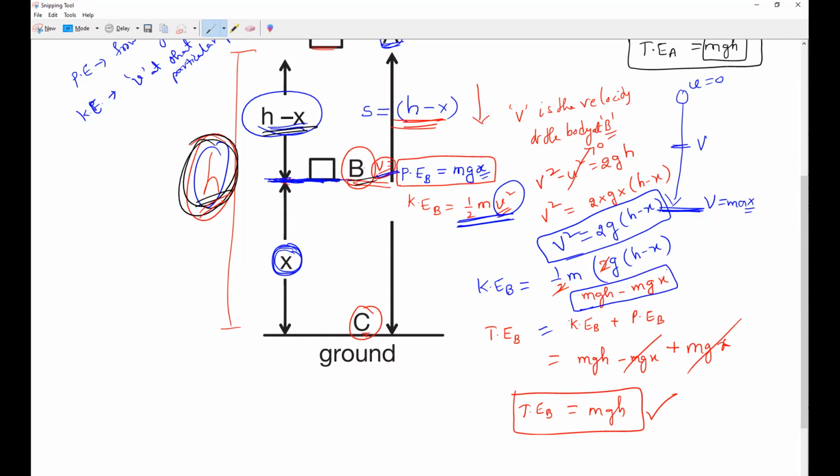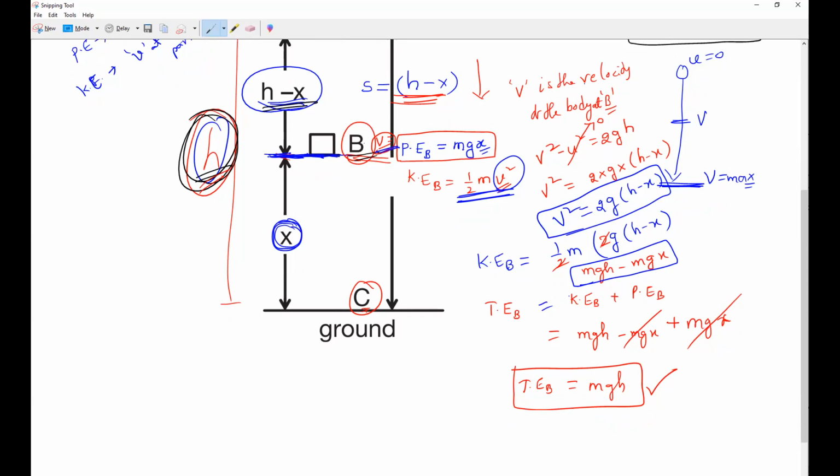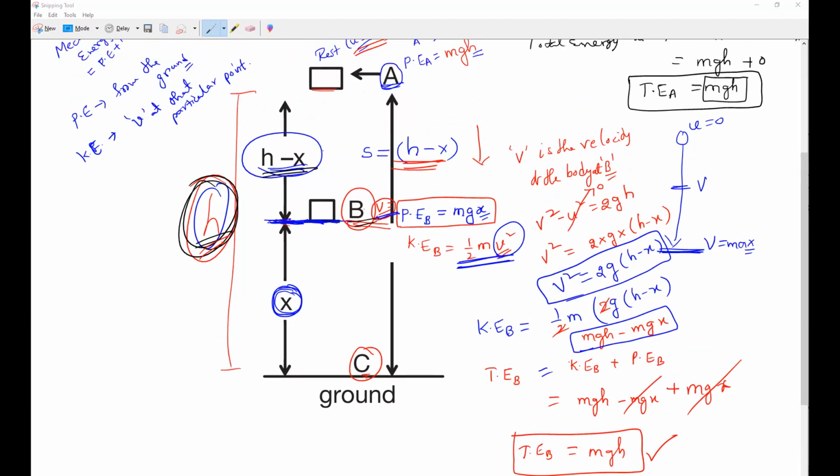Lingesh, h minus x is the height from A to B. That is the displacement traveled. If I drop one body from a total height of 10 meters, and it comes to a point where, from the ground, it is at 7 meters, then the distance traveled from A to B is 10 minus 7, which equals 3 meters. That is the displacement traveled from A to B.